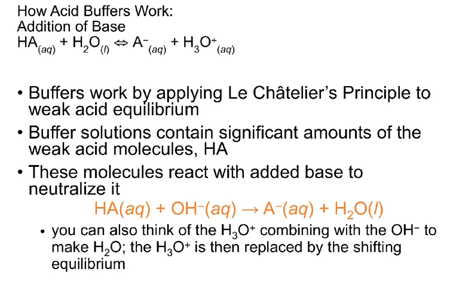So they apply Le Chatelier's principle to weak acid equilibrium. If we add extra base, it's going to react with the weak acid and just form more of the conjugate base. If you add some acid, it's going to react and shift the other way. Either way, you're getting rid of the strong acid or base by just making water and then more of the conjugate.